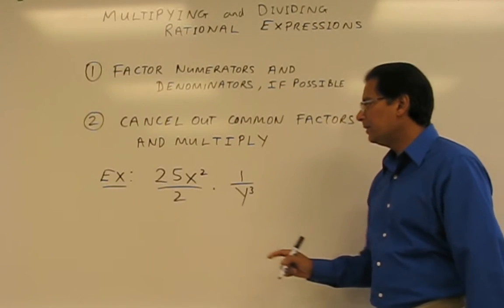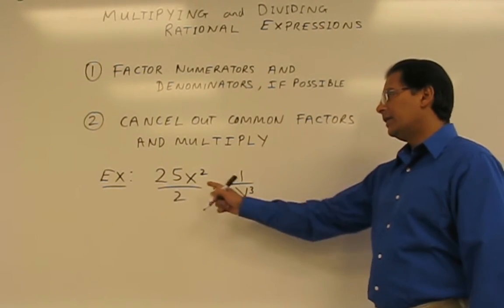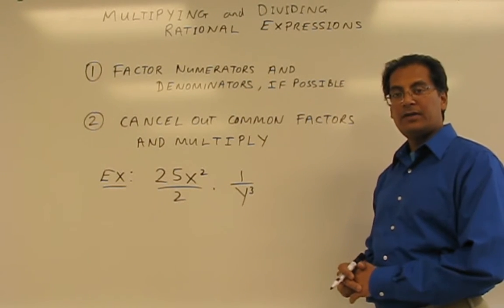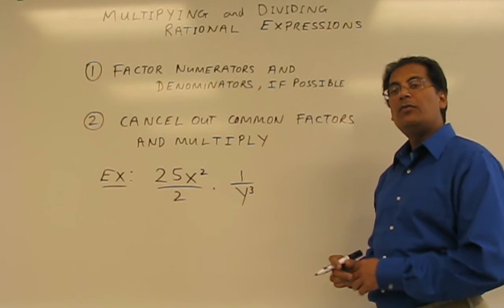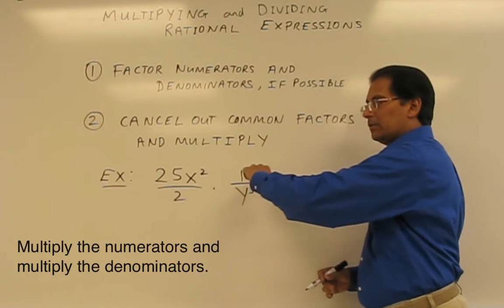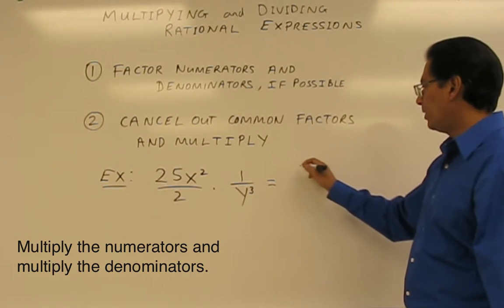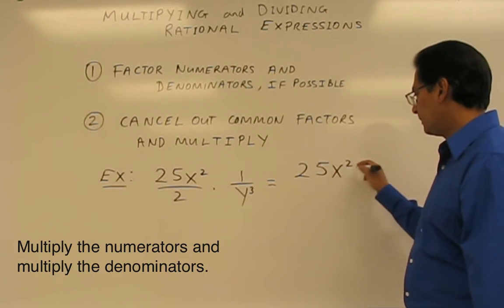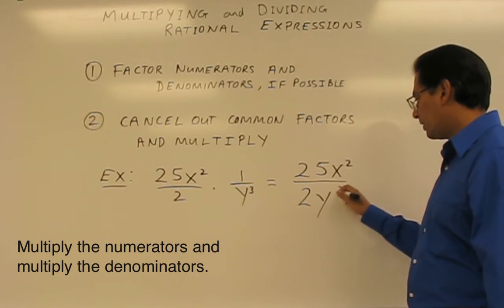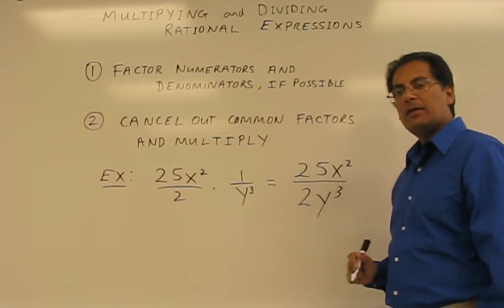Here we want to multiply 25x squared divided by 2 times 1 over y cubed. We see that in our expressions, both of them, there's nothing really that we can factor. We can't simplify those any further, so we multiply. When you multiply any kind of fraction or rational expression, you always multiply the tops and the bottoms together. So if we multiply 25x squared times 1, we get 25x squared. And the bottom, if we multiply 2 times y cubed, we get 2y cubed. And so that would be the solution. That would be the product of these two terms here.